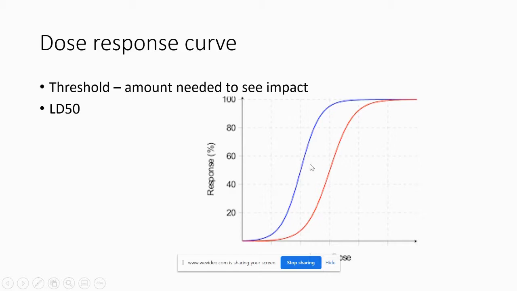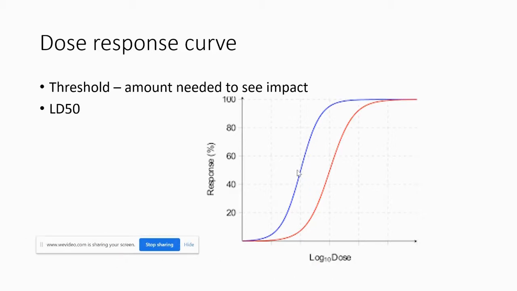Now, if these were two chemicals on the AP exam, they might ask you which one is more dangerous. The more dangerous one is going to be toxic at lower levels, which in this case is right there.